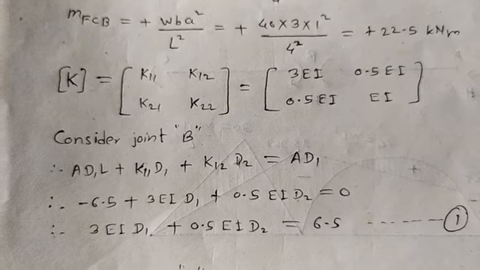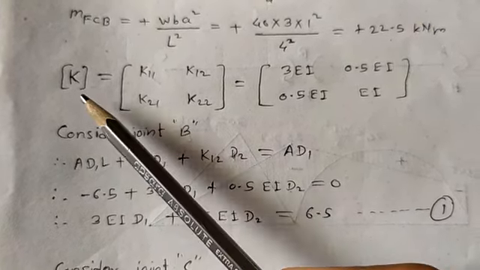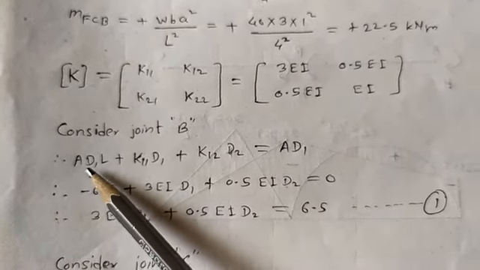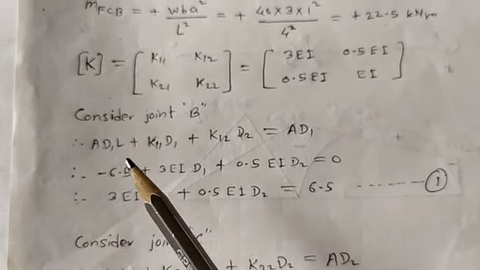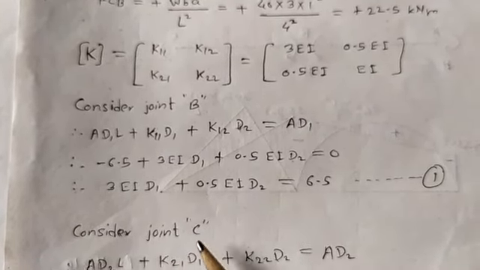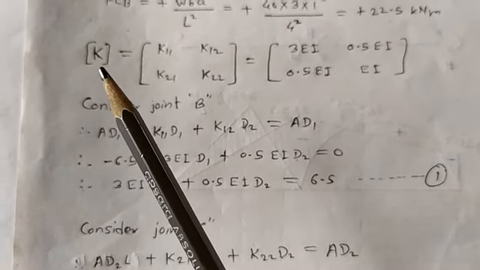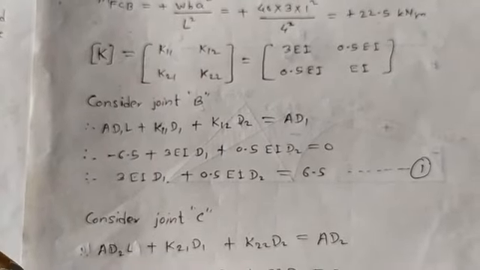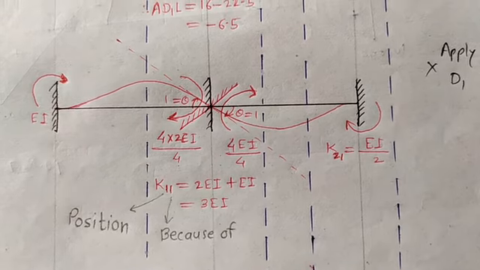Now to solve the given example by the stiffness method, we have to form a stiffness matrix K, and we have to generate these two simultaneous equations. So to get these equations we require the stiffness matrix. We have to generate a stiffness matrix. Now come to the stiffness matrix. Now how to write the stiffness coefficients?